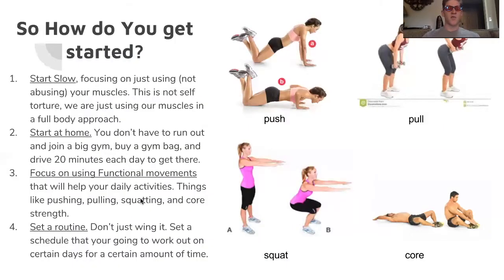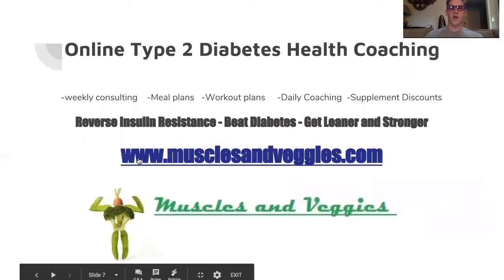So number 4 is set a routine. Just don't wing it. Set a schedule that's going to work out on certain days that you're going to do for a certain amount of time.